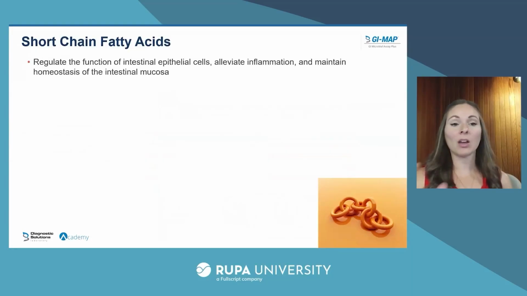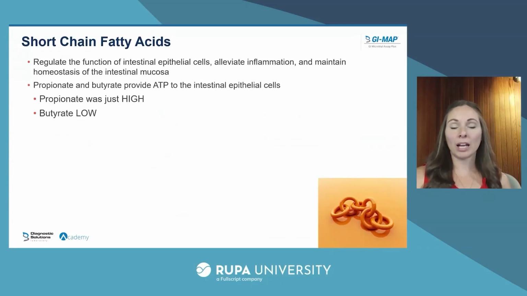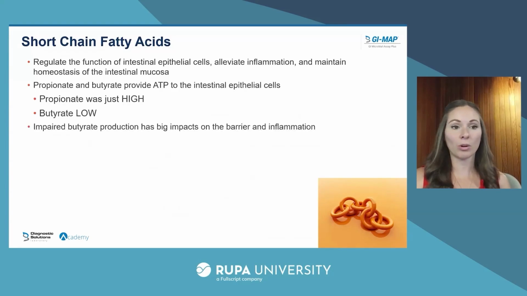Why are they important? They regulate the function of the intestinal epithelial cells, they decrease inflammation, and they maintain homeostasis of that mucosa. And propionate and butyrate, as I was talking about, provide that ATP or that energy for those epithelial cells. So important. And having that low butyrate is going to have big impacts on barrier function and inflammation.